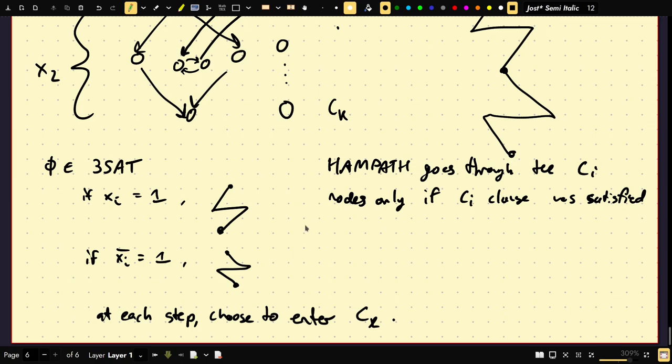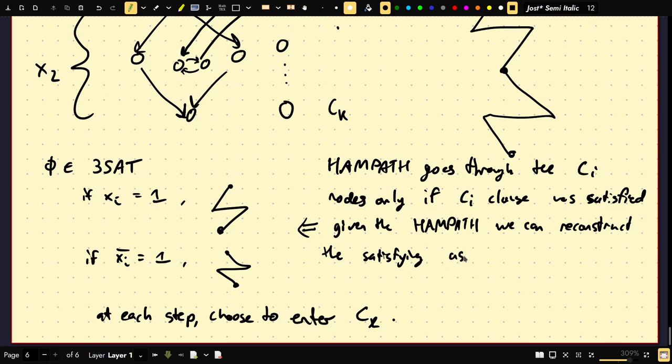So what about the other way? Given the ham path, we can reconstruct the satisfying assignment. You just sort of check each direction which one it goes.